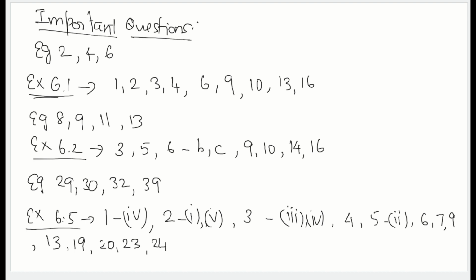In the second exercise, you will have to go through 3, 5. Under 6, you will have two subdivisions. And after that, 9, 10, 14 and 16. And before the final exercise, local maxima and local minima, you will have to go through these sums: 29, 30, 32, and 39. And in exercise 6.5, I have given you 1, 2, 3, 4, 5, 6, 7, 8, 9, 10, 11, 12, 13. Subdivisions I have taken as one common question. So I have given you 13 sums overall.